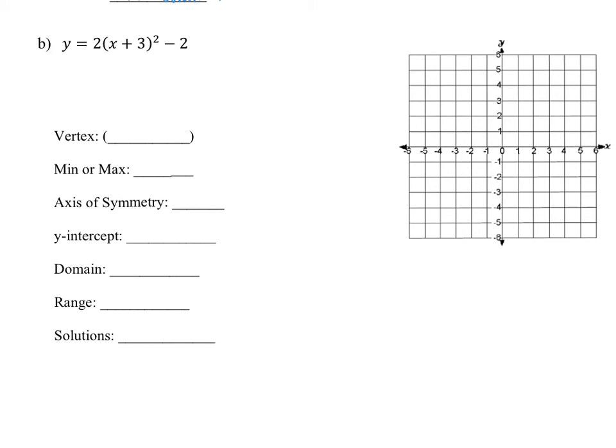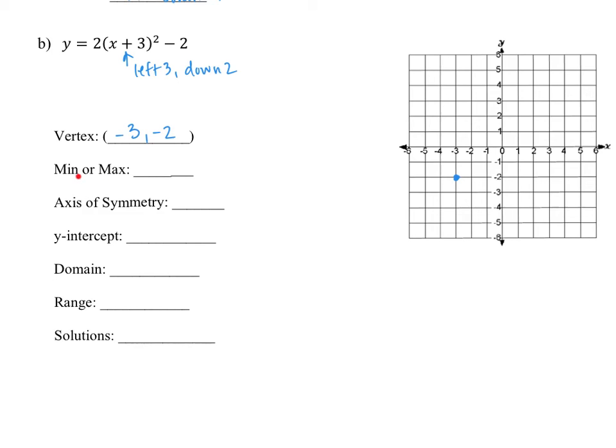So for this one here, it looks like we have a plus 3 on the inside and a minus 2 on the outside. So that tells me we have something that is left 3 and down 2. So if I go from the origin left 3 down 2, I would plot it right about here. And that's my vertex. So this is at negative 3, negative 2 for the vertex.